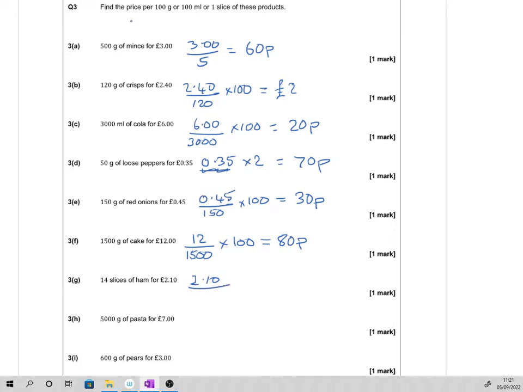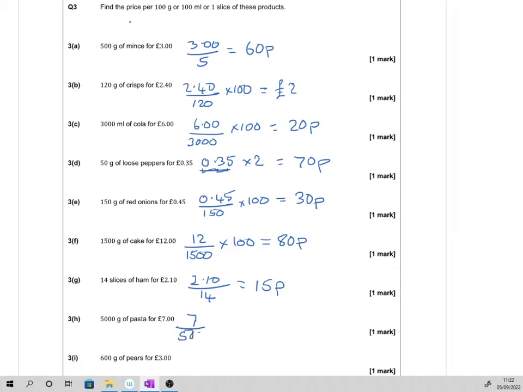£2.10 divided by 14, I've done this before, times 100. Or one slice. Oh, hang on. Catch me out there. Catch me out. Just got to divide that by 14. Let's read the questions carefully. £2.10 divided by 14 is 15 pence.